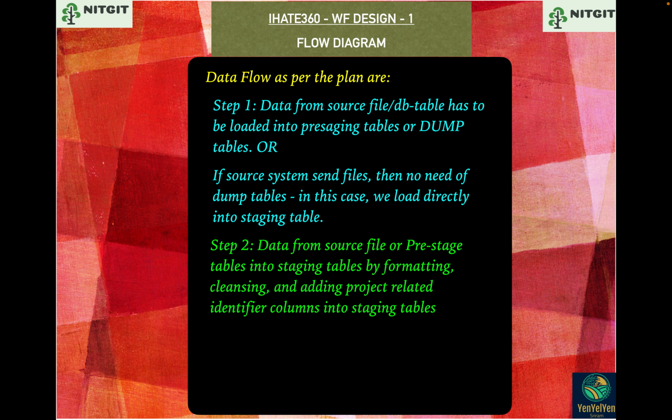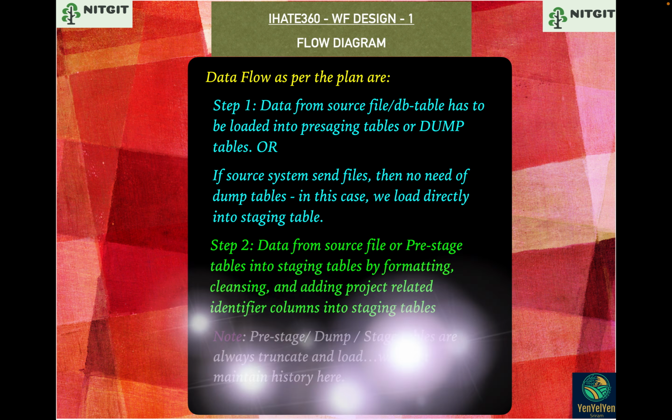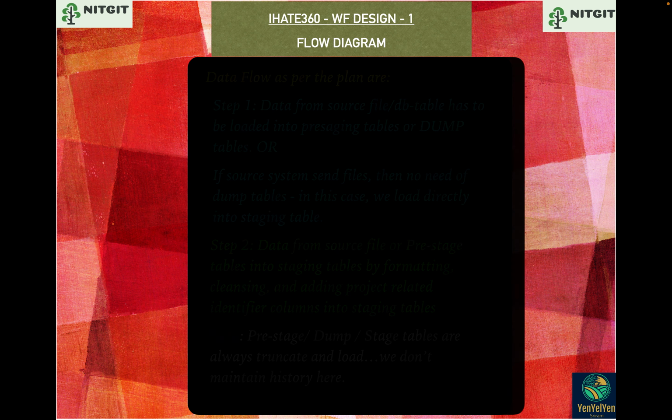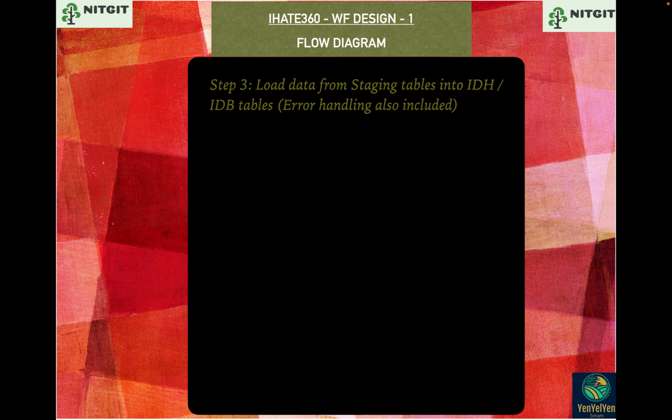Step 2, data from the source file or pre-stage tables we load directly into the staging tables by formatting, cleansing, and adding project-related identifier columns like create date, load date, source system ID, and date formatting. Pre-stage, dump, and stage tables are always truncate and load. That means they don't maintain history. Only one particular day's data will be present there, because we don't want to maintain history in the staging table, where we are already maintaining it in EDW.